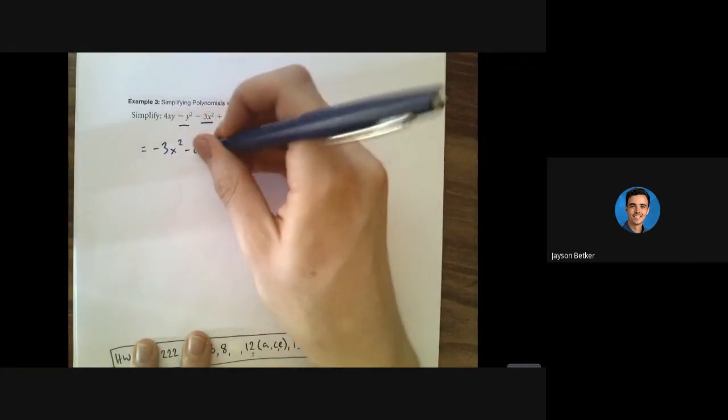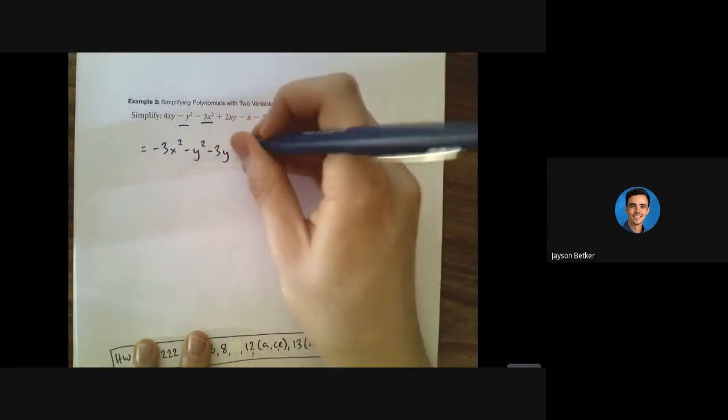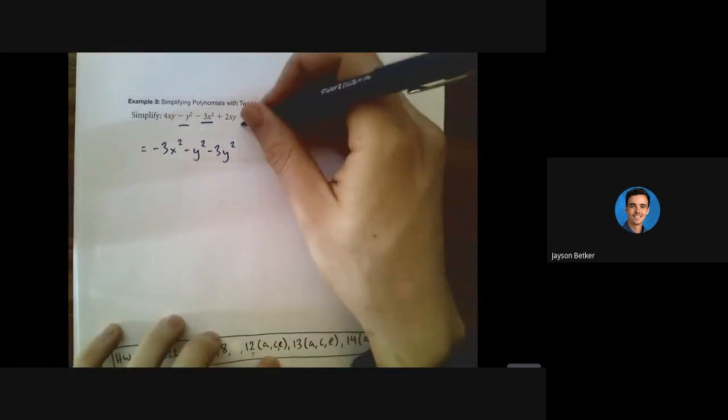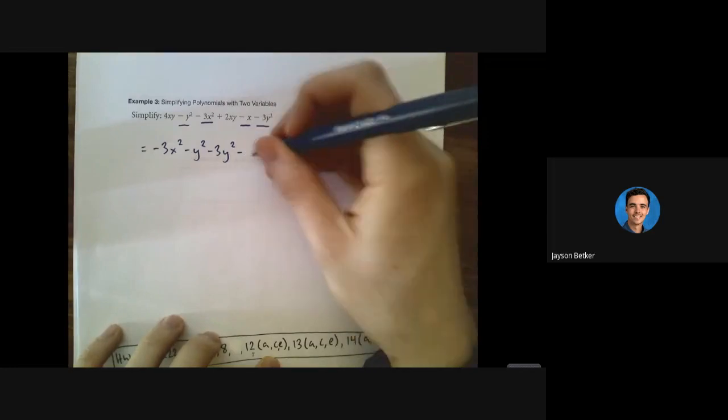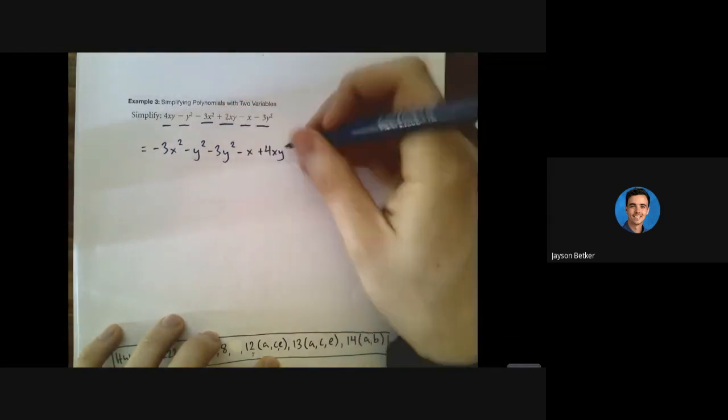And then we'll move to the y's, so minus y squared, minus 3y squared. So remember, the x's and the y's are not like terms, because even though they're both raised to the exponent 2, they have different variables. Now we'll move on to the ones that are not raised to an exponent. So we'll go with x first, and then we'll go with the xy combo. So negative x, and then these two, which we've got plus 4xy and plus 2xy.